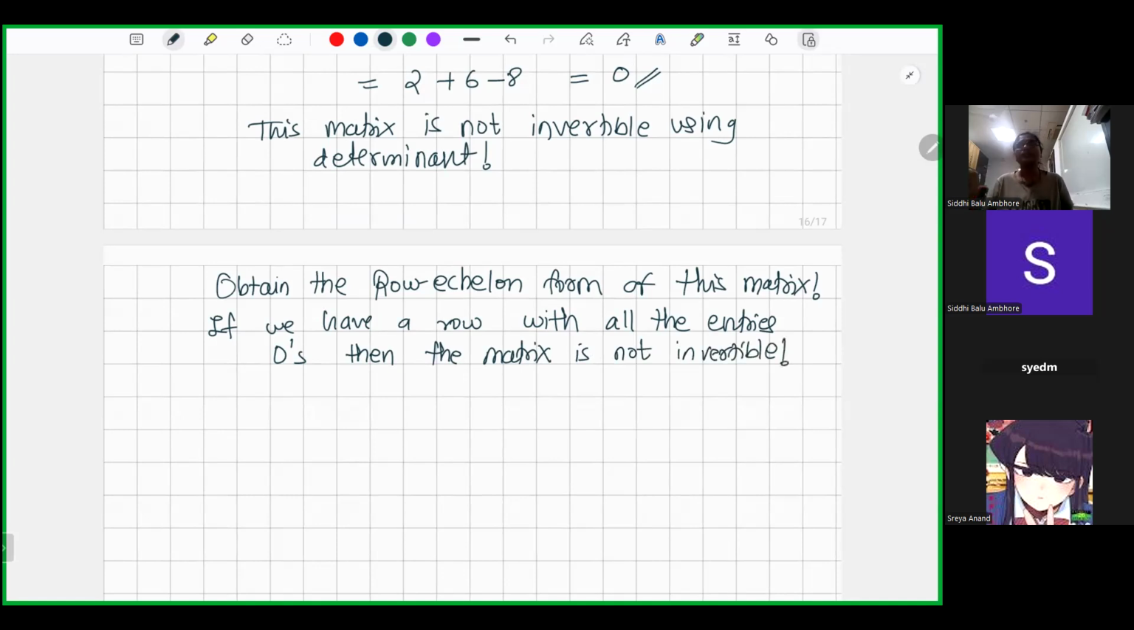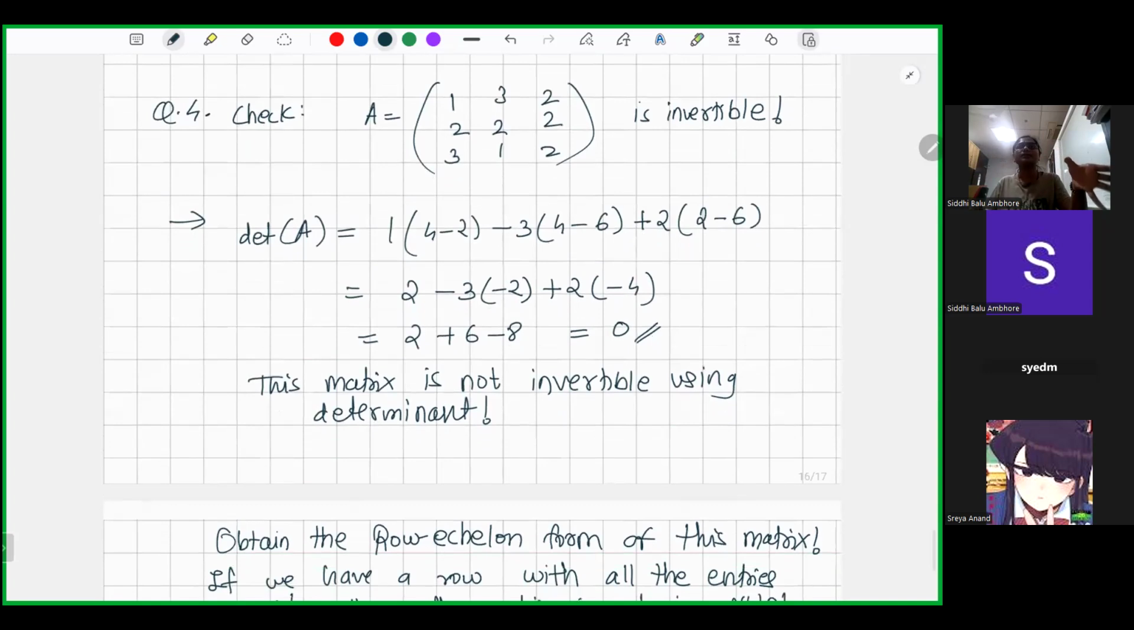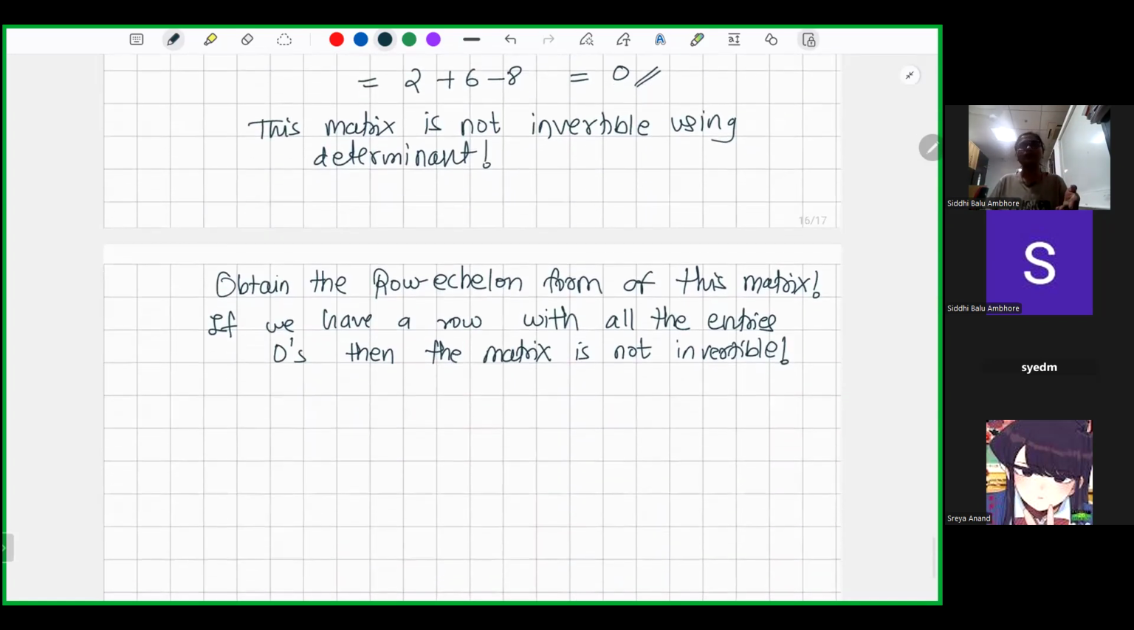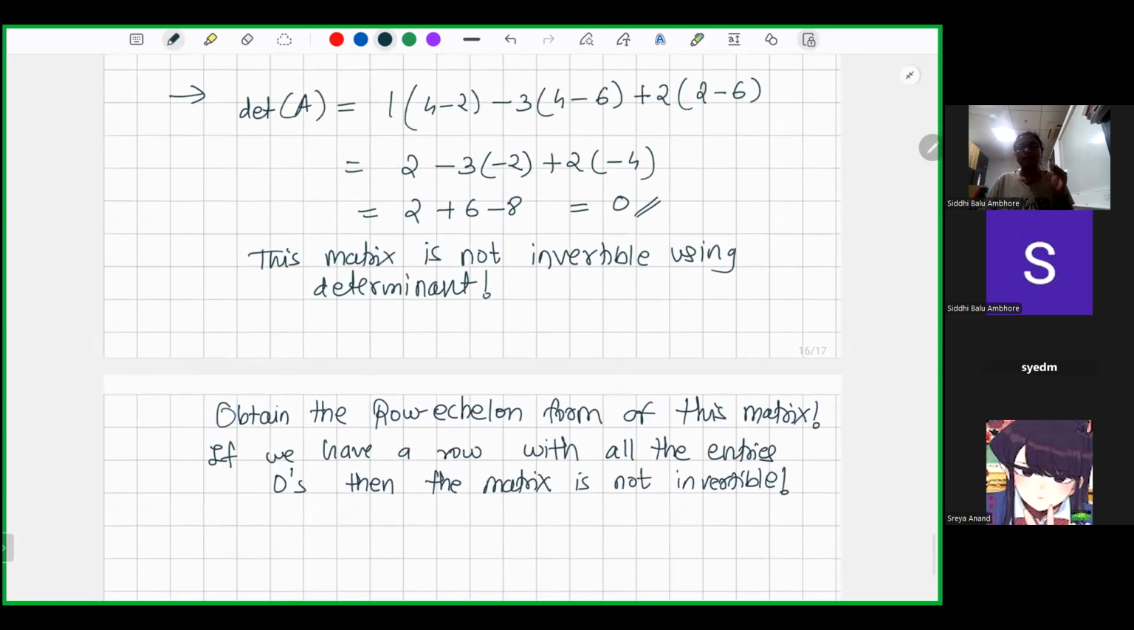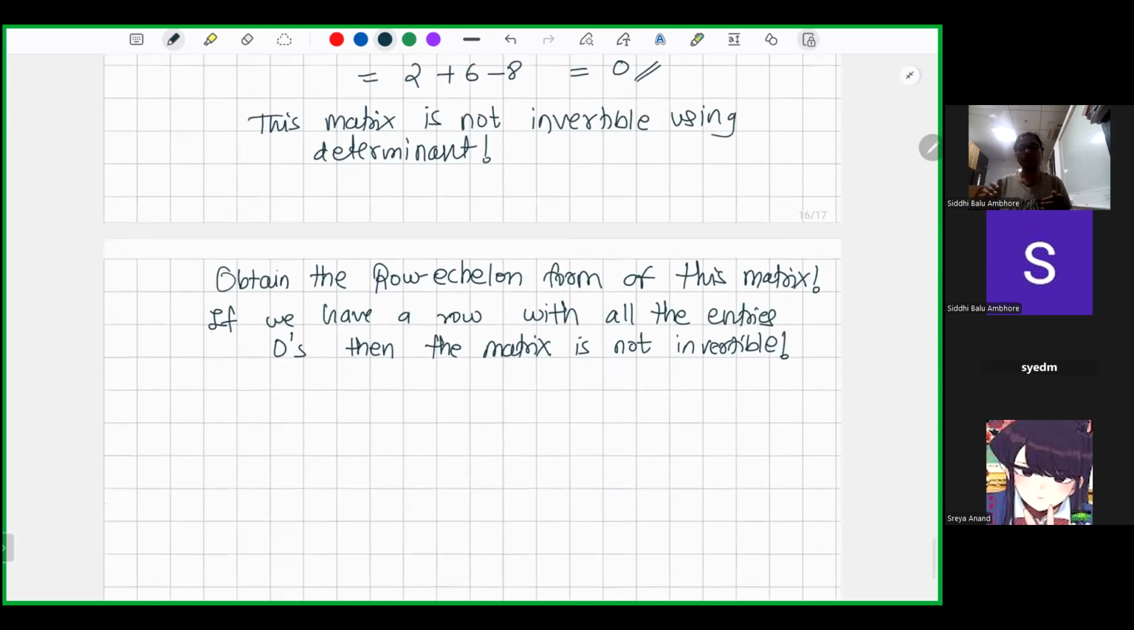So there are two ways. If you are asked in the exam, you can choose either way, if it's not specified what method to use to conclude whether the given matrix is invertible or not. But if they specify that you should not use the determinant method, then you have to go to row echelon form. Given a matrix, convert it into row echelon form.